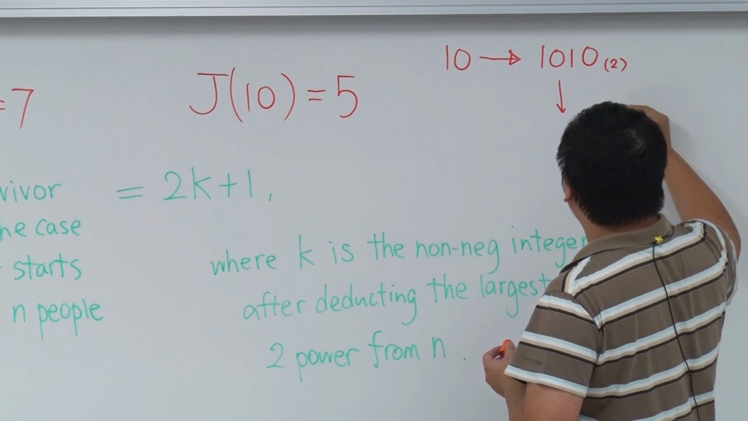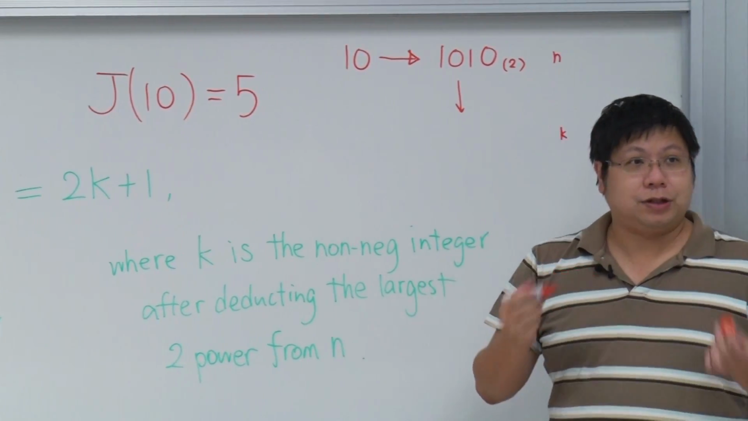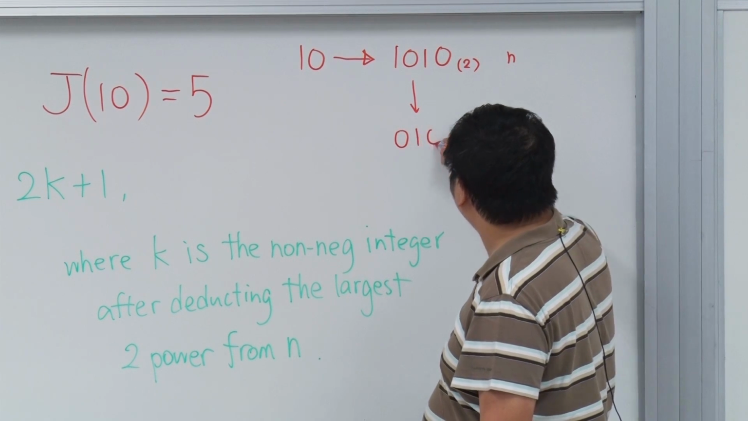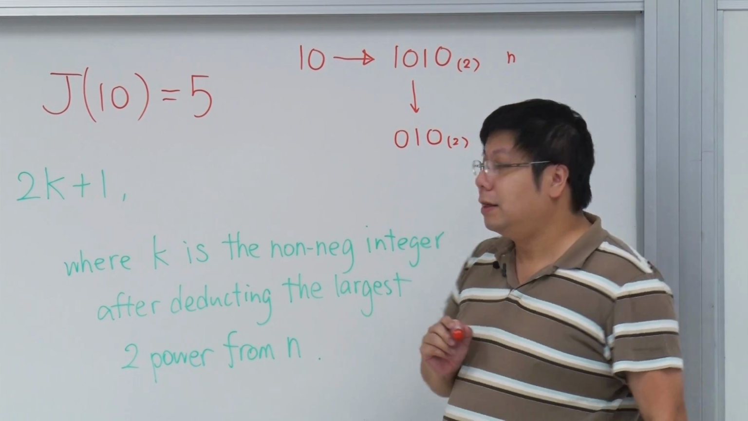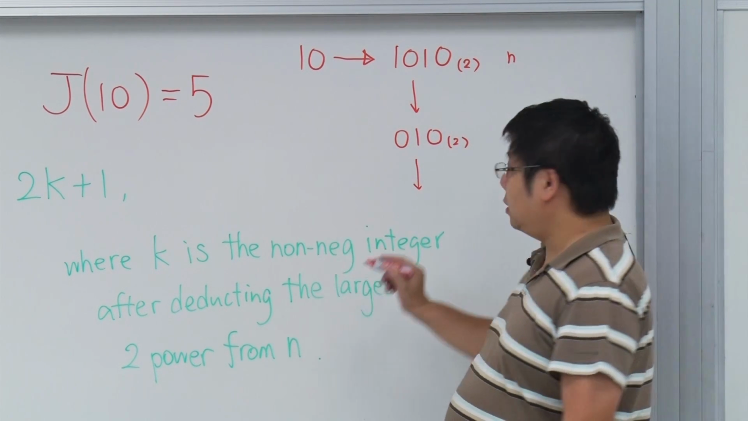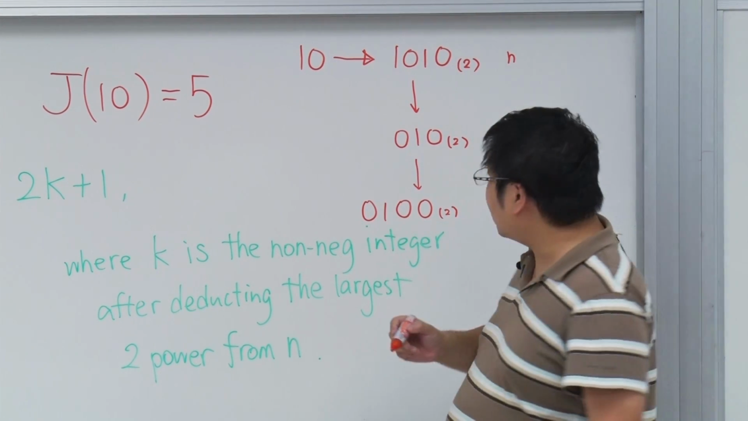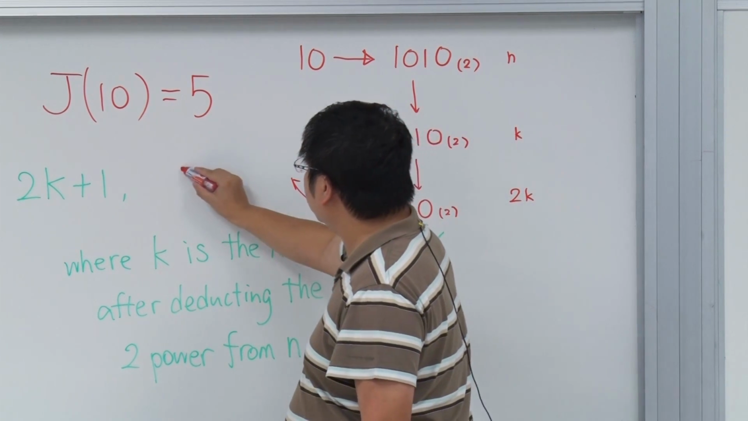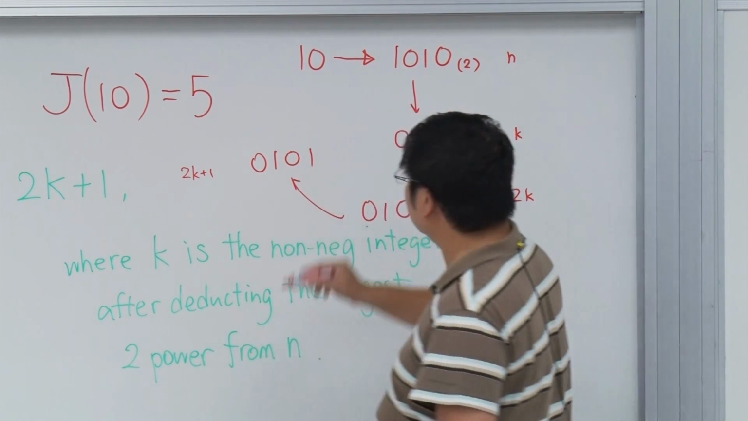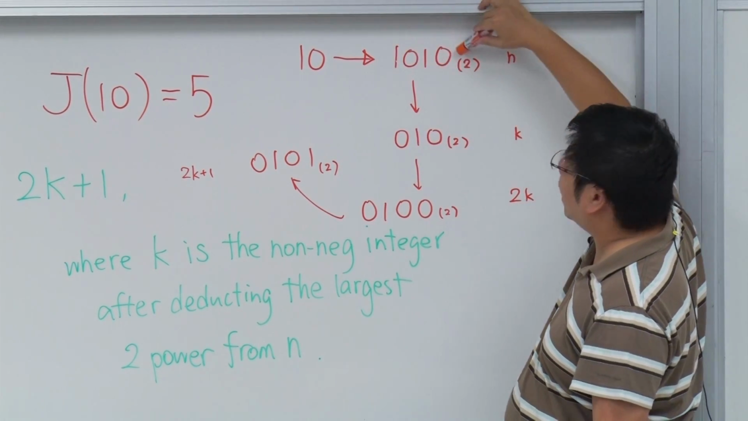So how do you get k? This is n. To get k, we remove the largest 2 power, so we take out the leftmost 1. We get 0, 1, 0. This is the so-called k. How do we get 2k? If this is k, to get 2k it becomes 0, 1, 0 with 1 more 0 added. So this is multiplied by 2. And then how do we get 2k plus 1? We set the last bit to 1, so it is like 0, 1, 0, 1. The effect turns out to be like moving the first 1 to the last position.